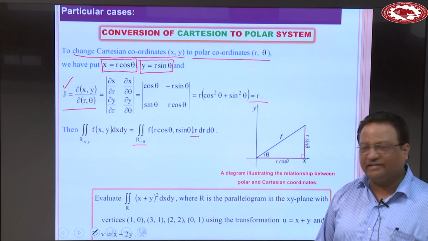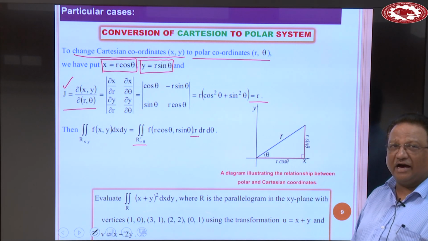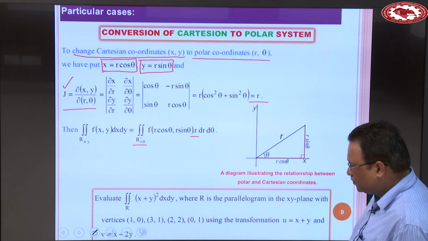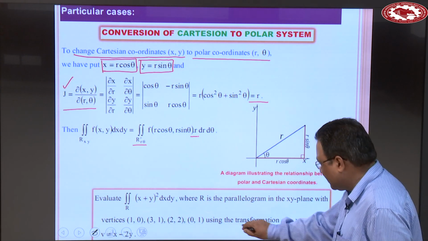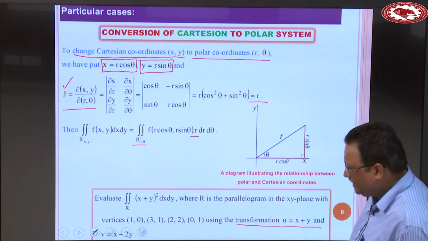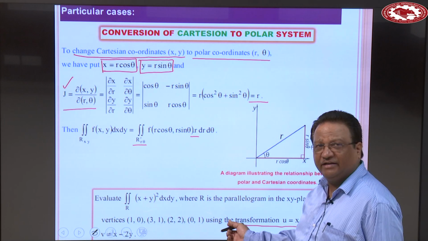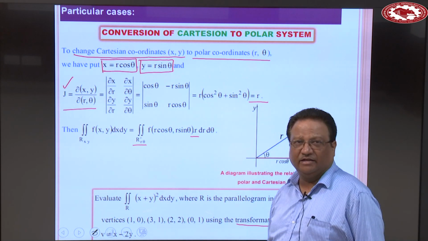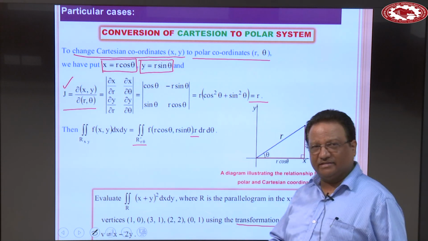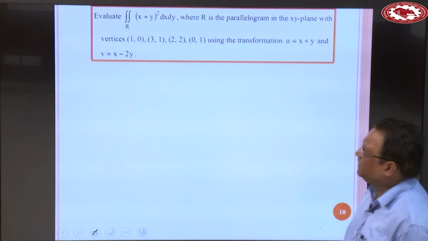So we have to evaluate this double integral problem where R is the parallelogram in the xy plane with vertices (1,0), (3,1), (2,2), (0,1), using the transformation u is equal to x plus y and v is equal to x minus 2y. So using this transformation, evaluate this double integral problem. Ultimately we are going to convert this problem of xy variables in terms of uv variables. So this one is the statement of this problem.